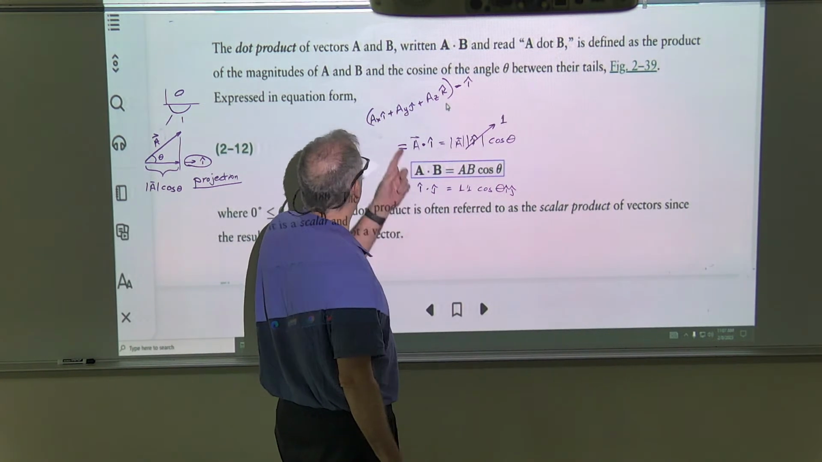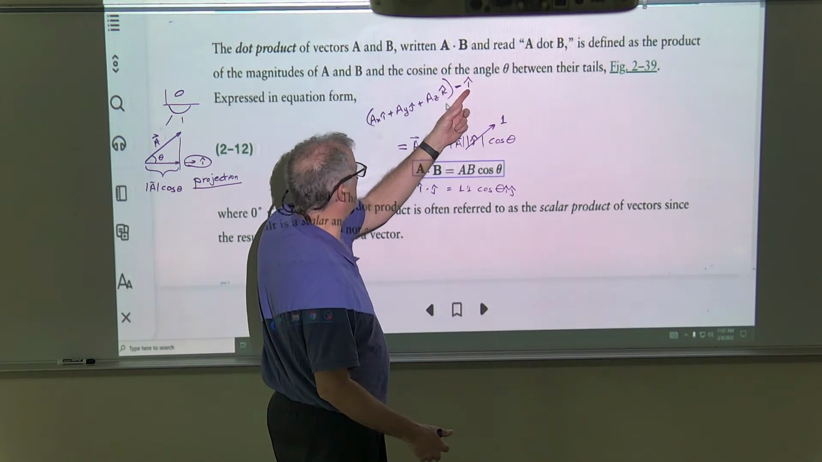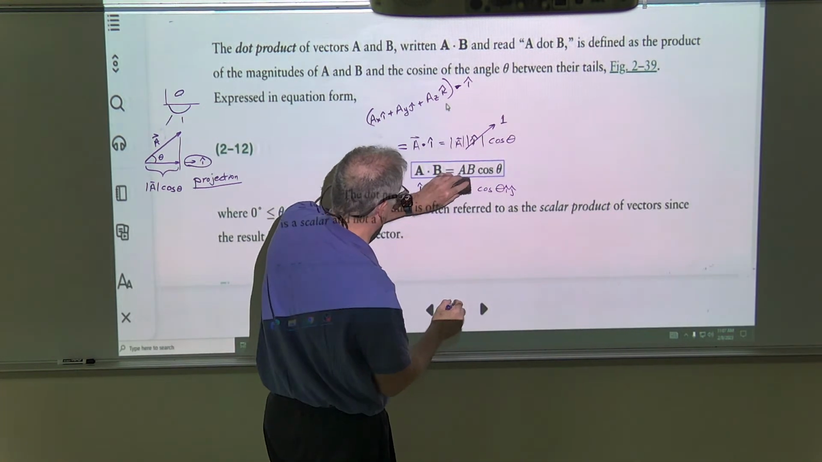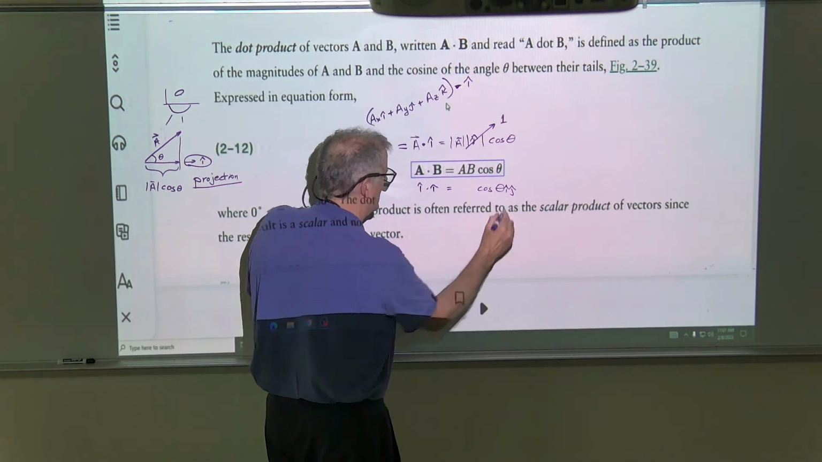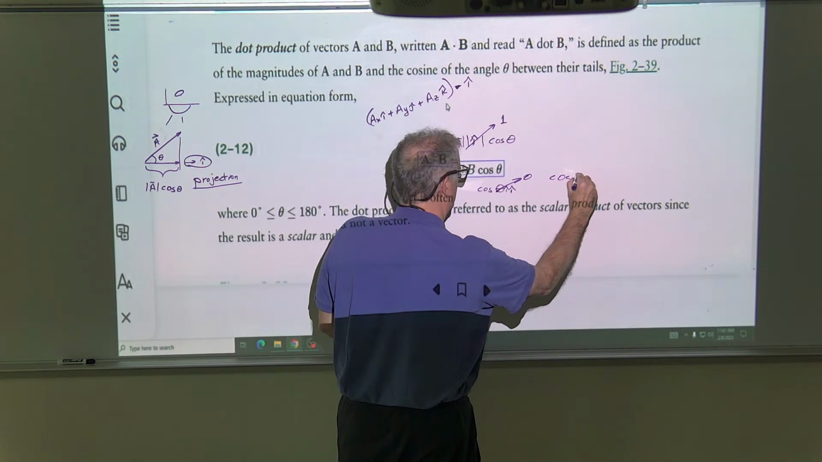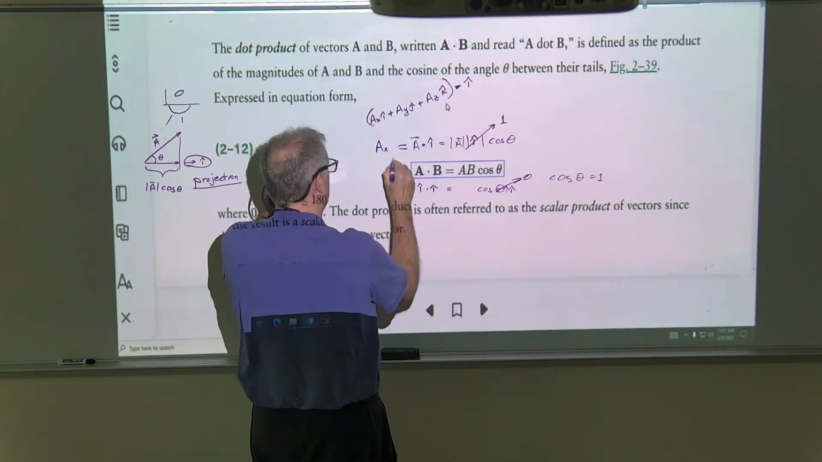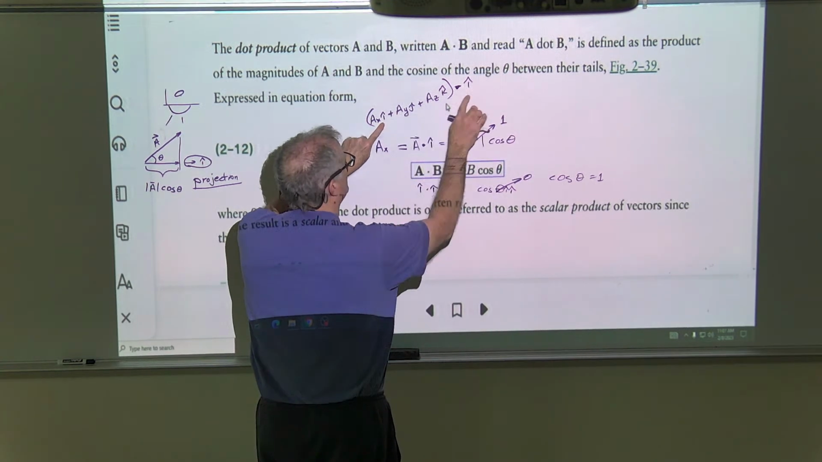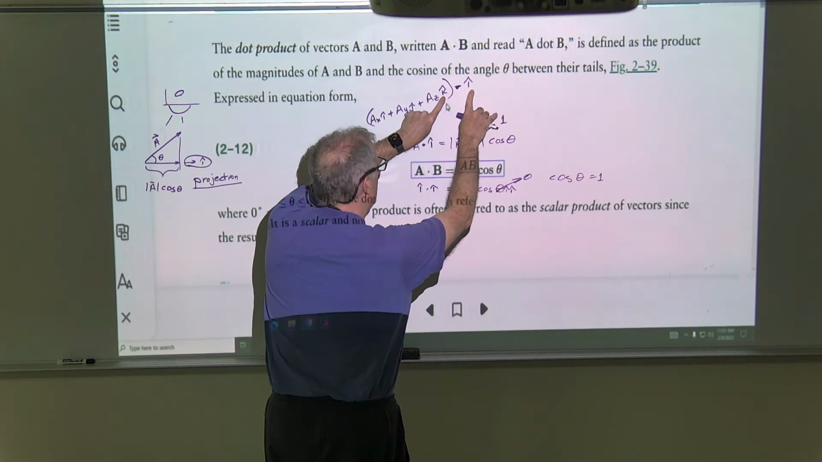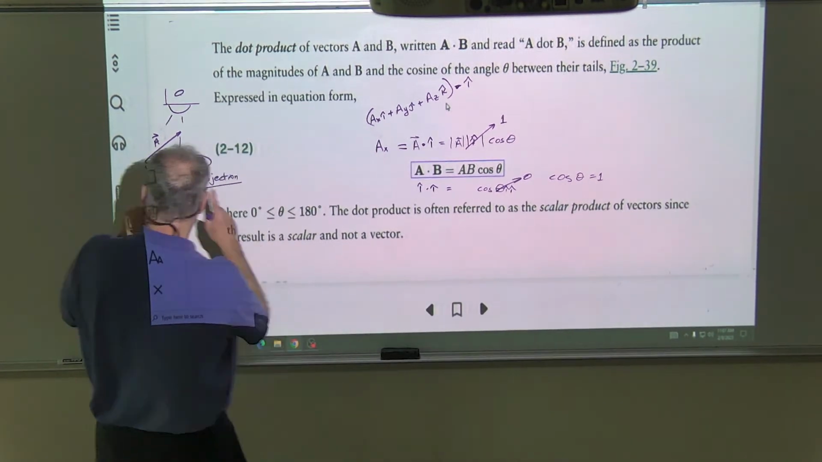Meaning J dot I is 0. K dot I is 0. I dot I, if I replace that, the angle between I and itself is 0, which means the cosine of 0 tells you it's 1. So, in fact, this becomes AX I dot I, AY J dot I, 0, AZ K dot I, 0. So you get back that. That is actually what this is.